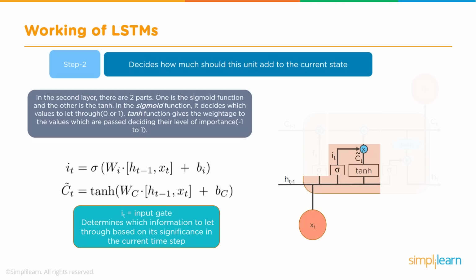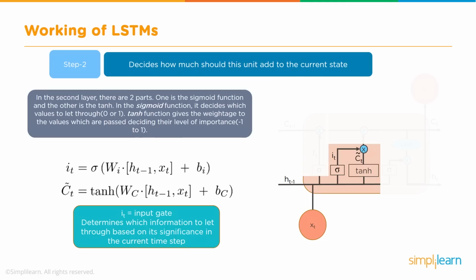So step 2 is then to decide how much this unit should add to the current state. In the second layer, there are two parts. One is the sigmoid function, and the other is the tanh. In the sigmoid function, it decides which values to let through, 0 or 1. The tanh function gives the weightage to the values which are passed, deciding their level of importance, -1 to 1.